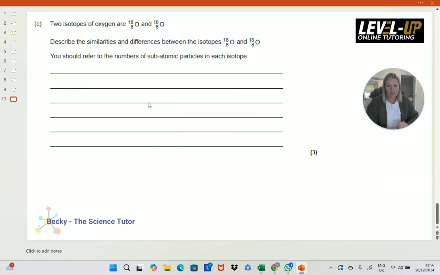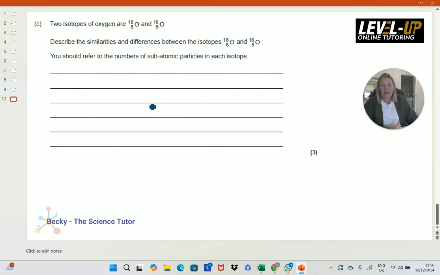And just to finish off then, we've got a higher level sort of question around isotopes again. So 2 isotopes of oxygen this time, oxygen 18 and oxygen 16. Describe the similarities and the differences between the isotopes. You should refer to the number of subatomic particles in each isotope.